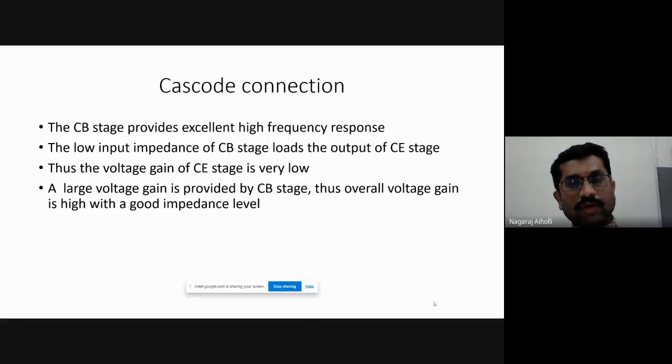Thus, the voltage gain of the common emitter stage is very low, whereas a large voltage gain is provided by the common base stage, and hence the overall voltage gain is good, or it is high, with good impedance at the output. Both at the input and output, the impedance is good. High input impedance and high output impedance. These are the features of the cascode connection.